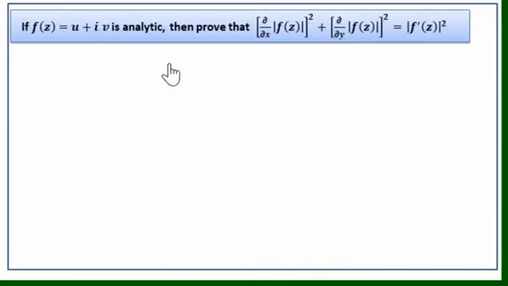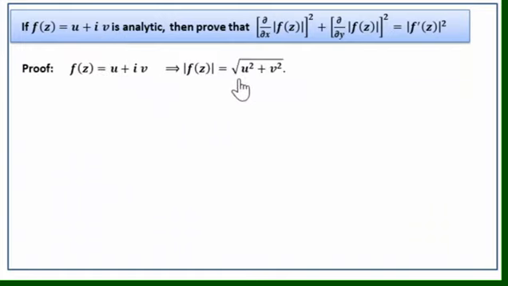Now let's go through this question. If f of z equal to u plus iv is analytic, then prove that dou by dou x of mod f of z whole square plus dou by dou y of mod f of z whole square is equal to mod f dash of z square. So here, what is mod f of z? Given f of z equal to u plus iv, mod f of z is root of u square plus v square. Now substitute this in the left hand side of the required result.